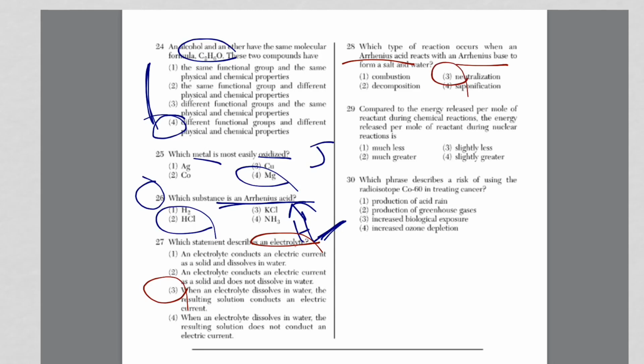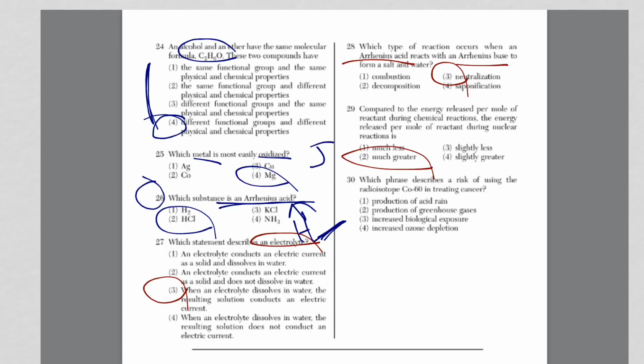For 29, compared to the energy released per mole of a reactant during a chemical reaction, the energy released per mole of a reactant during a nuclear reaction is, oh gosh, it is much greater. That is our fusion and fission reactions. So those are, unfortunately, the reactions of atomic bombs, but also of nuclear reactors. So there's some bad and good that goes along with that, but it is much greater. That's a fact. Just know it.